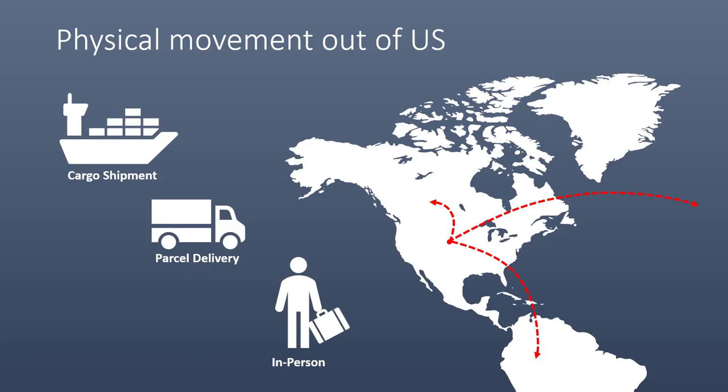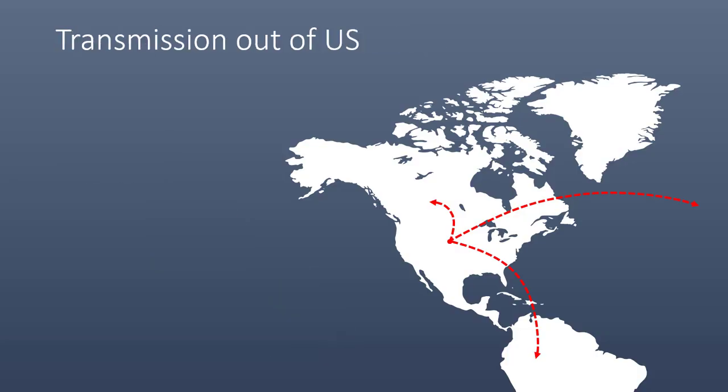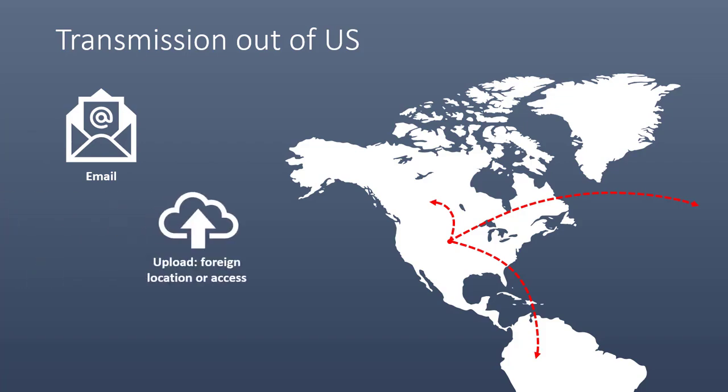So what about exporting technology and software? Technology and software can be exported out of the US in the same ways that physical commodities can be exported, but they can also be exported by transmission out of the US. For example, I could email technology or software to someone outside of the US, or I could upload the technology or software to a server that's located outside the US, or even a server that's located inside the US, but that people outside the US have access to. Or I could travel outside the US with the technology or software on my laptop or other devices. Now, this is not an exhaustive list, it is just a few examples.